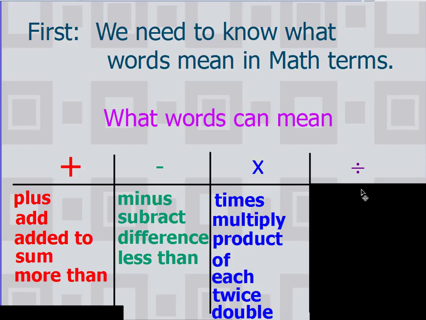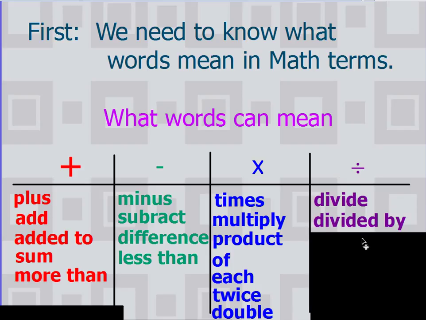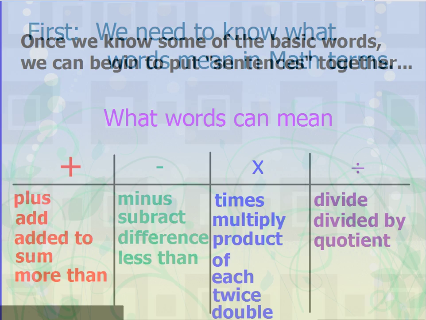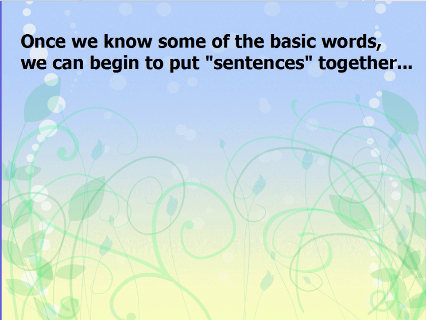And finally, division. We can say divide, divided by, quotient. Those are all division words. These words, knowing which operation they represent, can make a huge difference in your understanding of math phrases. So now that we know some of the basic words to use, we're going to start to put sentences together and see what they look like mathematically.